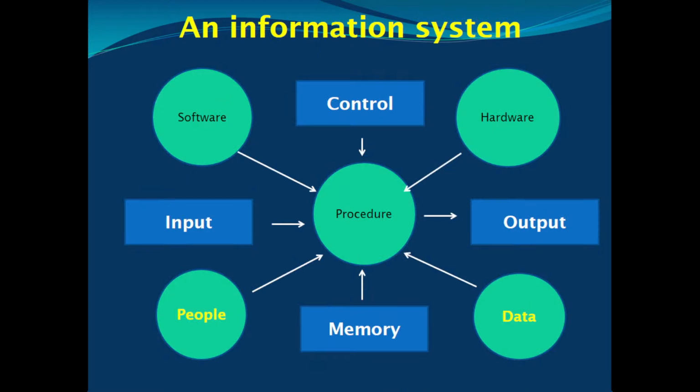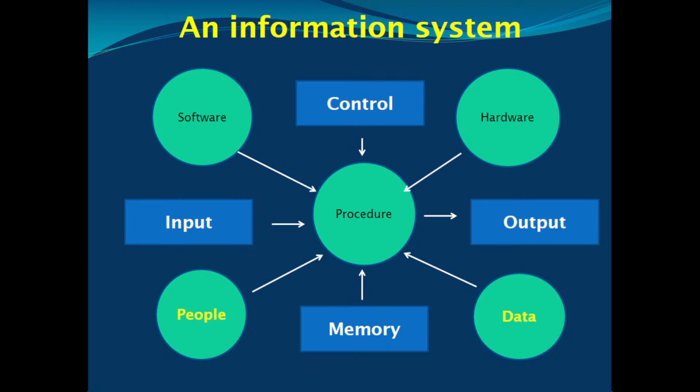At this slide, you see the information system components. An information system is a set of people, procedures, software, hardware, and data. They all work together to provide information essential to running an organization.